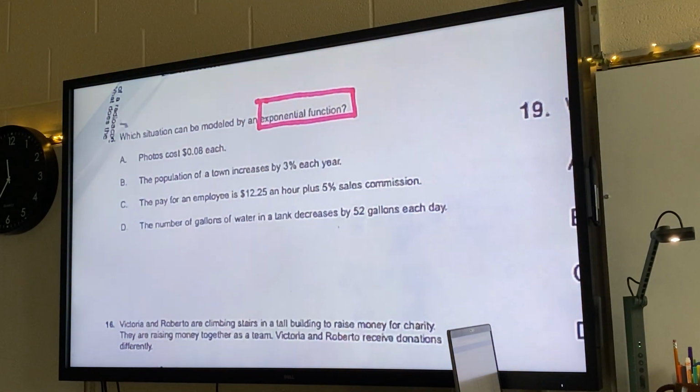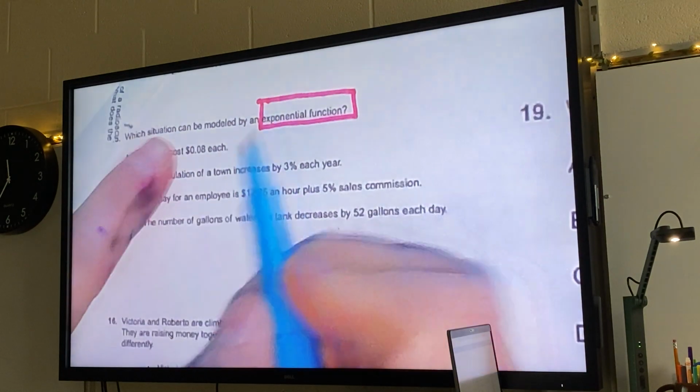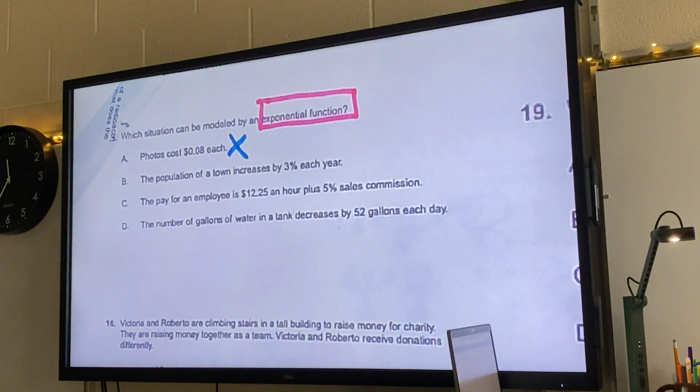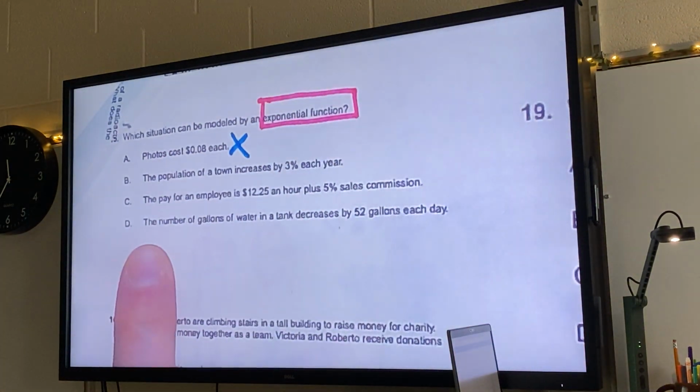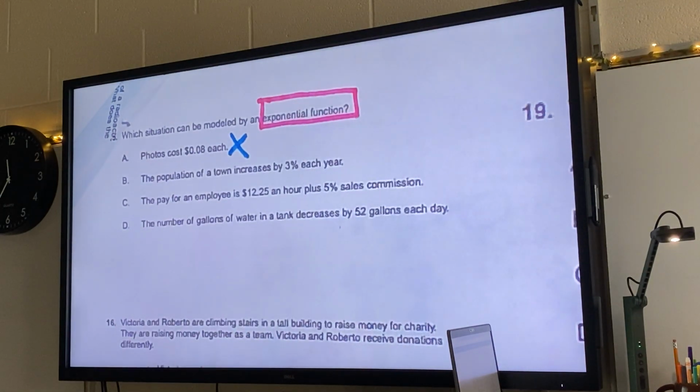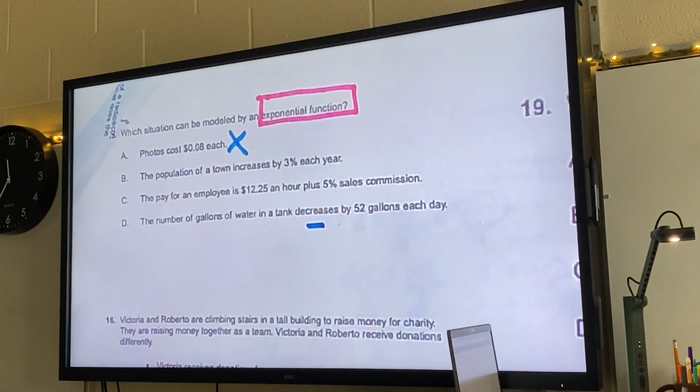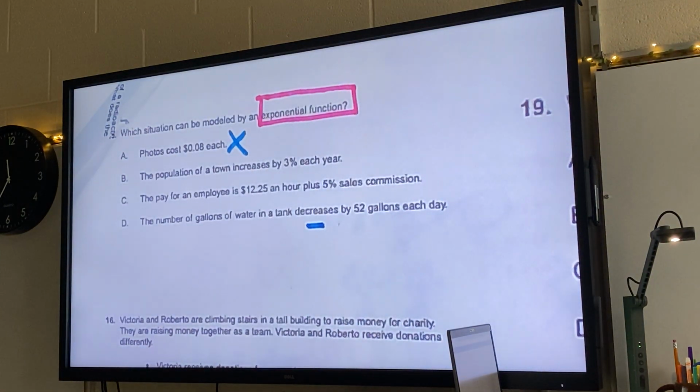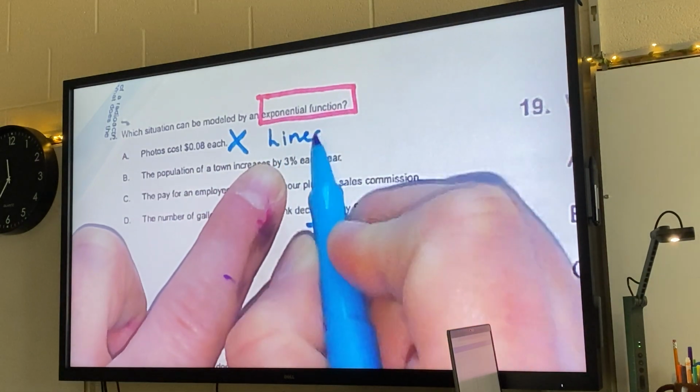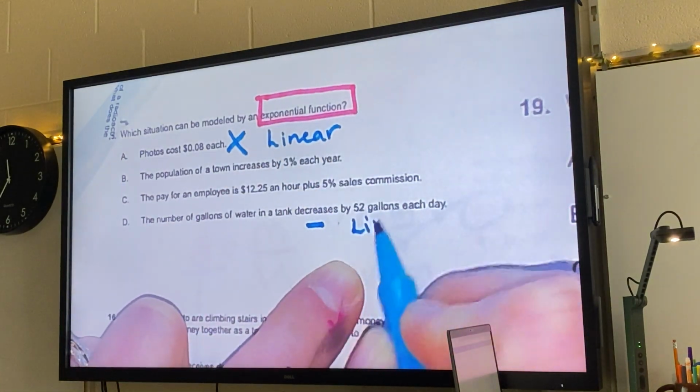Linear. Good. So that is not exponential in any way, shape, or form. All right. Let's look at D. It says the number of gallons in a water tank decreased by 52 each day. Decrease is what operation? It's just minus, right? So that means it would be minus 52, minus 52, minus 52. Is that exponential? No, that's linear also. So this one was linear, and this one is linear.